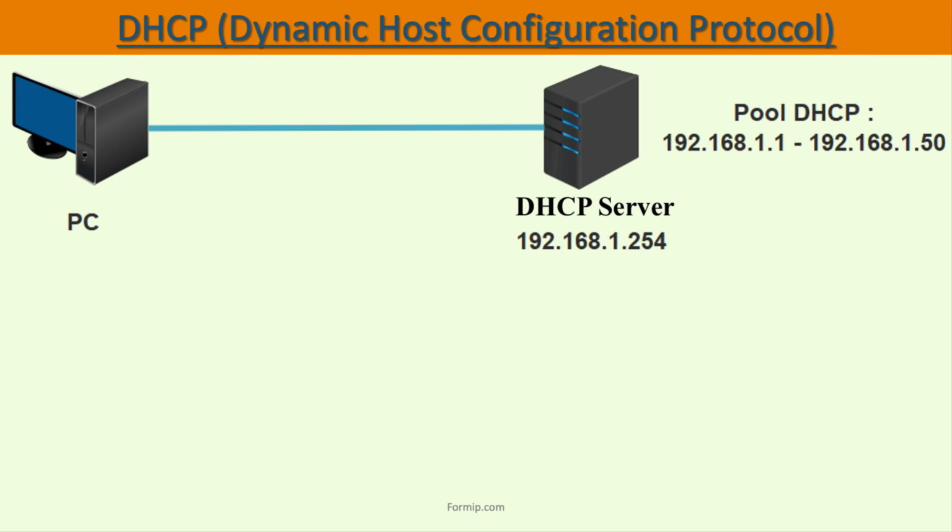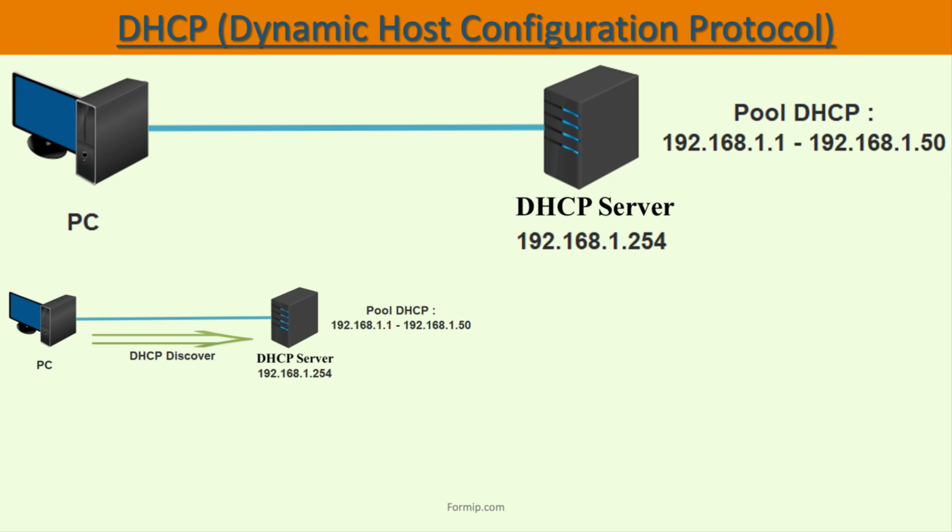Now we will see how it works. The PC shown on the left does not have an IP address. On the right, we have a DHCP server with the IP 192.168.11.254. A DHCP pool has been configured on it with an IP range of 192.168.1.1 to 0.50. If you start the PC, it will ask for an IP address by broadcasting a message, DHCP Discover.